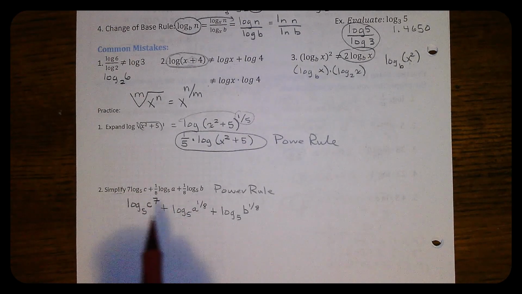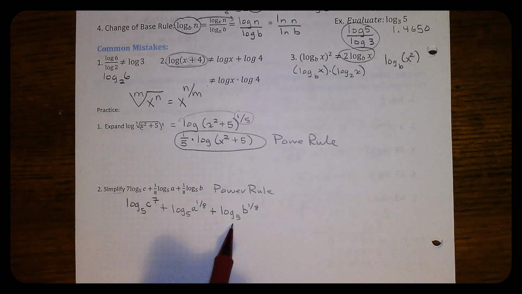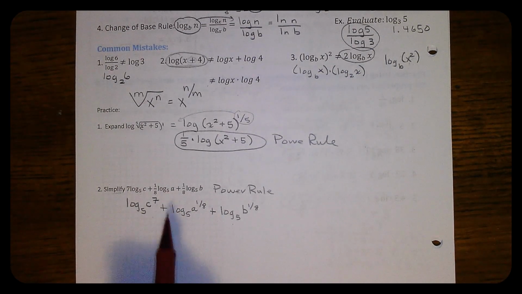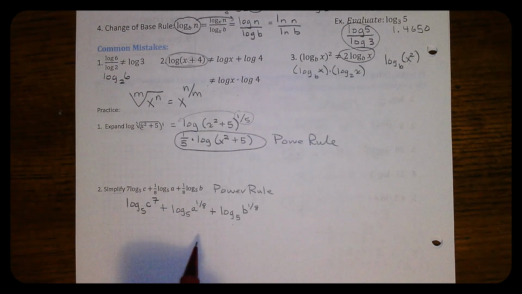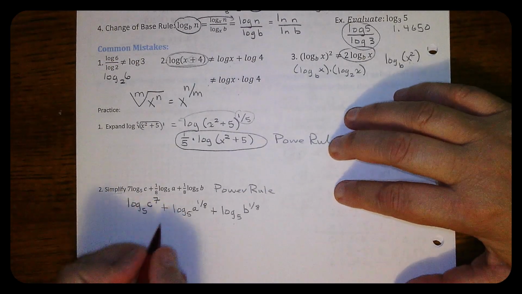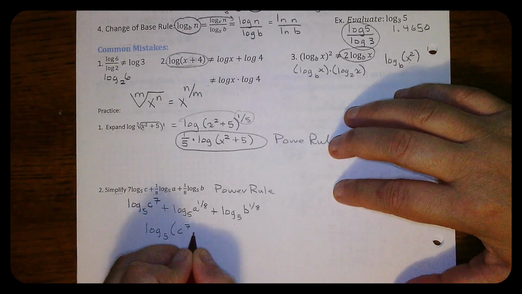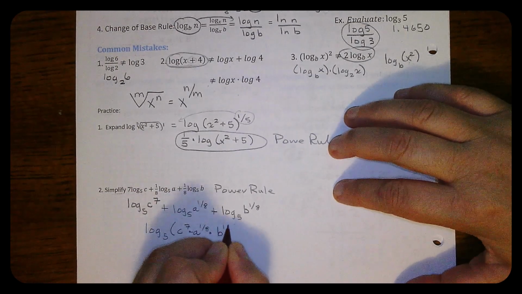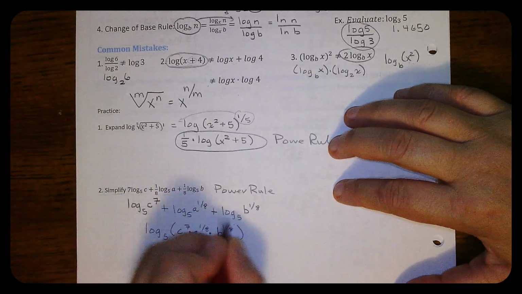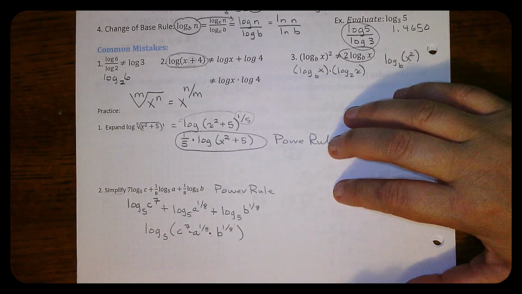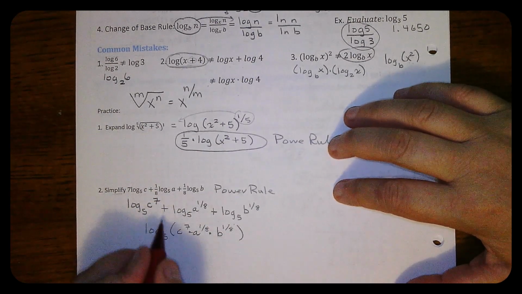Okay, now we have actually 3 logs added. And the product rule says if you have 2 logs added, that's 1 log multiplied. Well, it turns out you can do as much as you want. If you have 3 logs added, you could write that as 1 log with these arguments multiplied. So that's going to be the log base 5 of c to the 7th times a to the 1/8, not plus, times b to the 1/8. So we're changing from addition to these arguments being multiplied. And that's that.